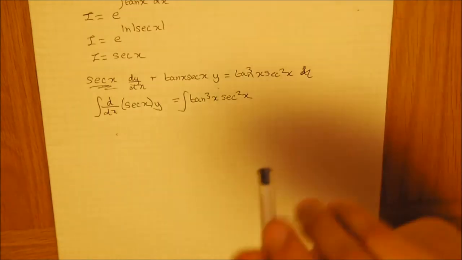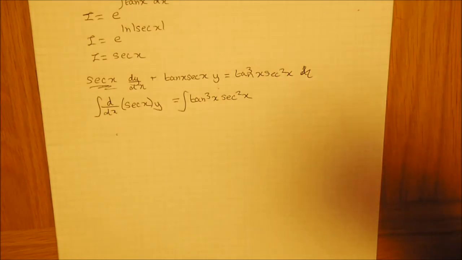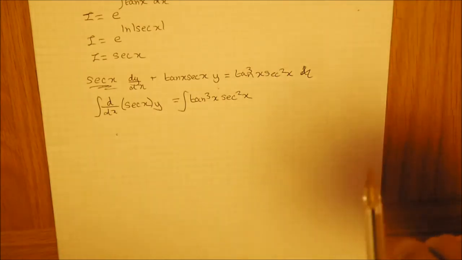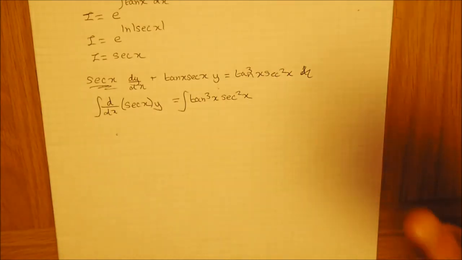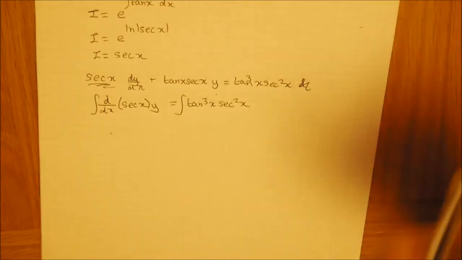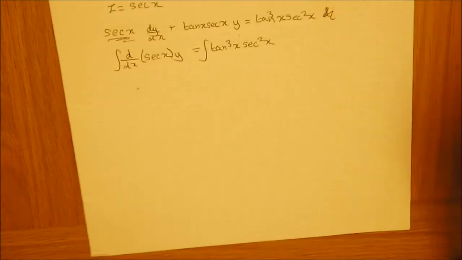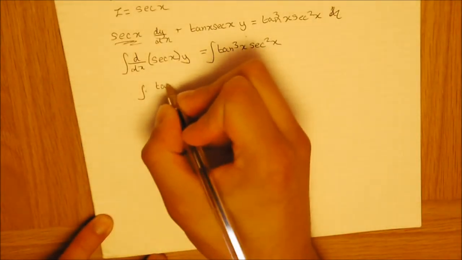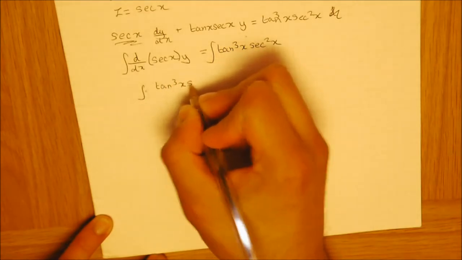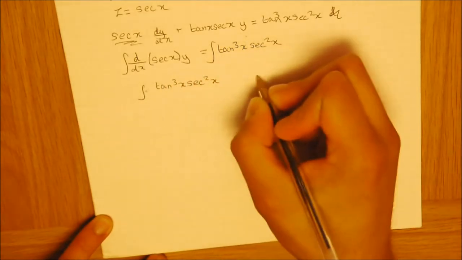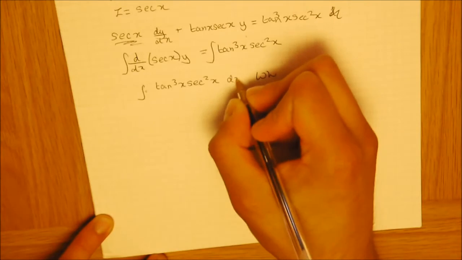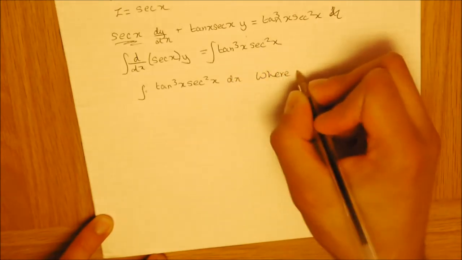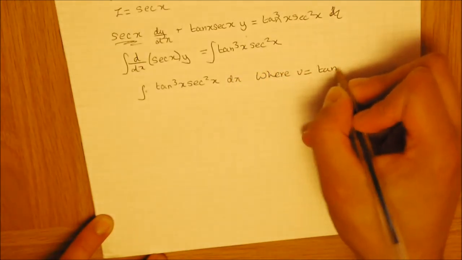That one on the other hand is a bit more of a troublesome thing. So we have a technique for this. Now some of you will remember in your proper A levels something called integration by substitution. This is going to come in very handy right now. If I write you the integral, tan cubed x sec squared x dx, where u is equal to tan x.